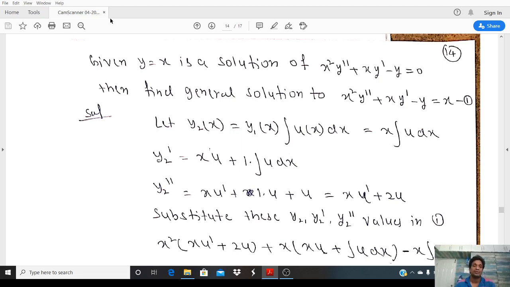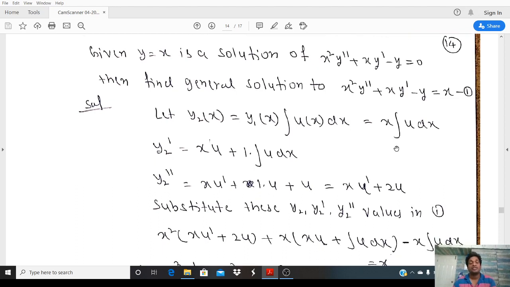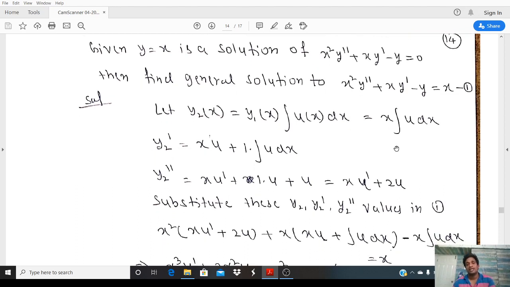Okay, so given y is equal to x is a solution of x square y double dash plus xy dash minus y is equal to 0, then find the general solution to the same equation, but here the right-hand side is x. Here it is a non-homogeneous differential equation, where q of x is equal to x. Okay, the same concept here, but we don't use the formula. We use only the concept which we derived to find the y2 of x.